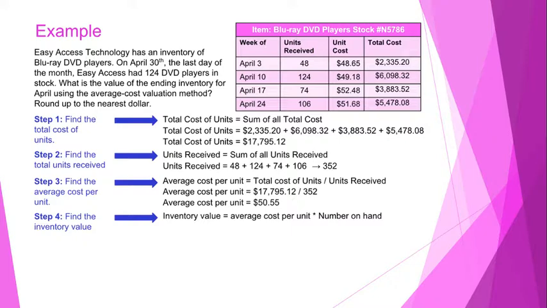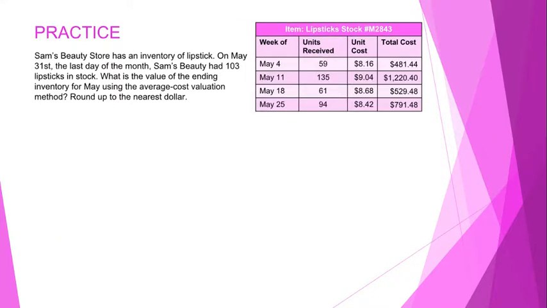Alright, now that you've had a chance to do it, let's go ahead and go over it. So Sam's Beauty Store has an inventory of lipstick. On May 31st, the last day of the month, Sam's Beauty had 103 lipsticks in stock. What is the value of the ending inventory for May using the average cost valuation method? Round to the nearest dollar.